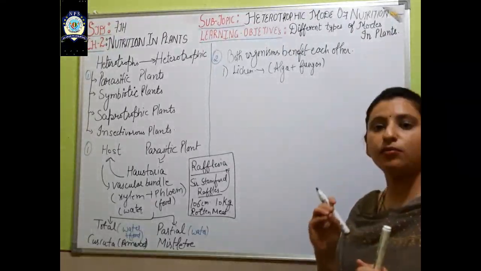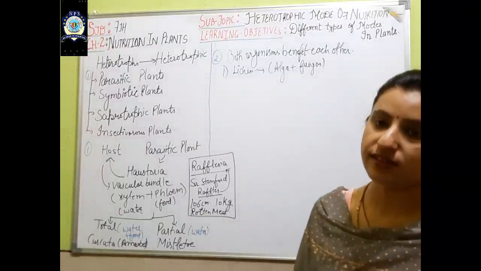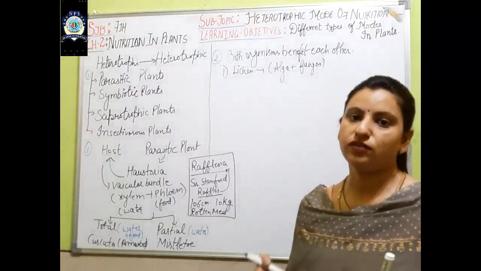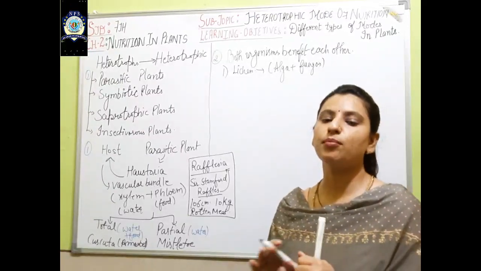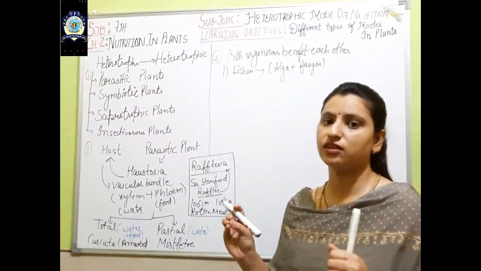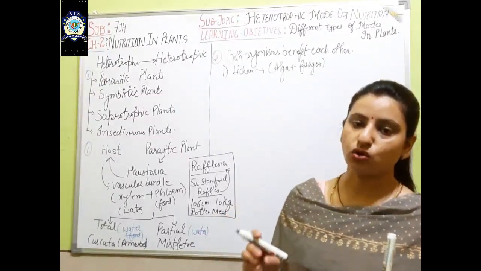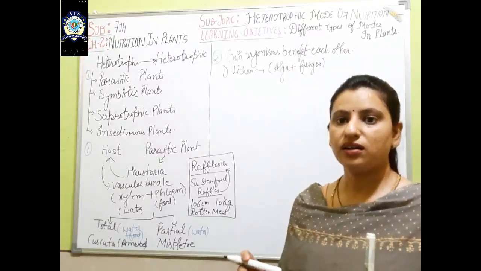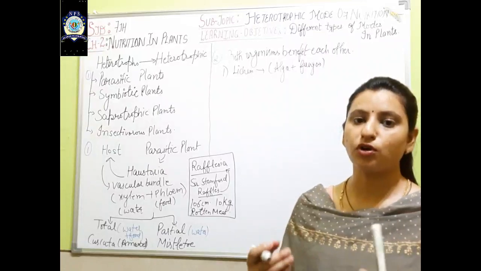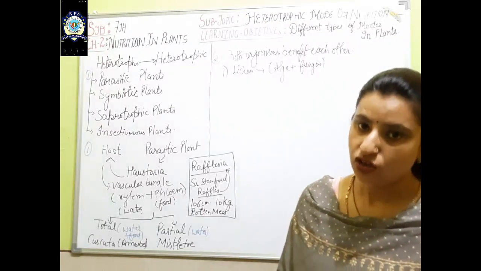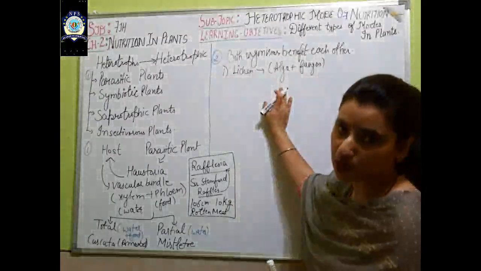And one very important fact about the lichen is this: it is a very good indicator of pollution. If your area is pollution free, it has a number of lichens grown on the trees and big rocks and stones and many things. But if the lichen quantity is less, it means the number of pollutants is more in the air. So it's a very good indicator of air pollution.